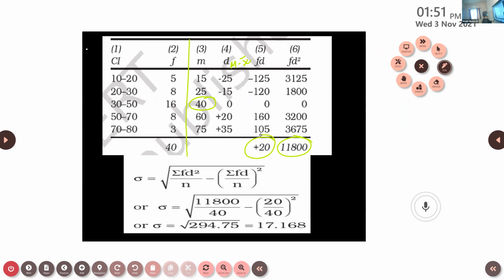Okay. Now next question. I hope you understood how to do this. First thing, we have to find the mid value. Then D you have to find. How to find D, you know, that is mid value minus assumed mean. I will write it as A here, that is assumed mean. We are assuming one number among the mid values as the mean. So here we assumed 40. Then we take deviations from it. After that, FD, and the next column, FD square.